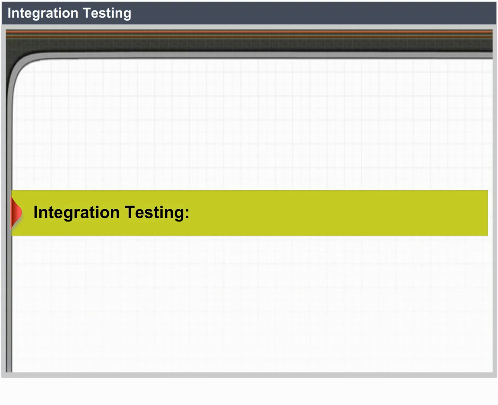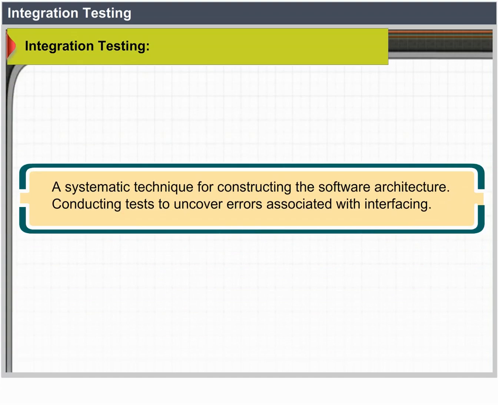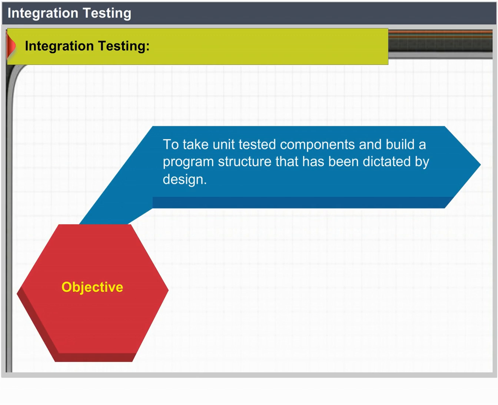Integration testing. A systematic technique for constructing the software architecture, conducting tests to uncover errors associated with interfacing. Objective: to take unit-tested components and build a program structure that has been dictated by design.